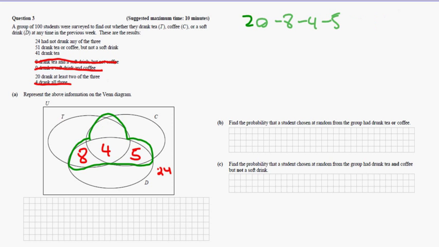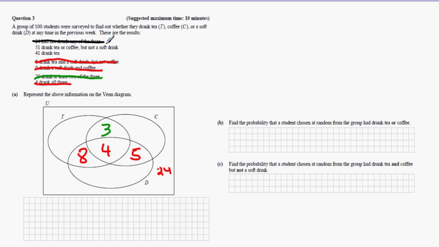Okay. So we'll just quickly take away that. And we put in 3 here. Now we've done that part there. We now have 24 had not drank any of the 3. We've used that part there already. So 51 drank tea or coffee but not a soft drink.